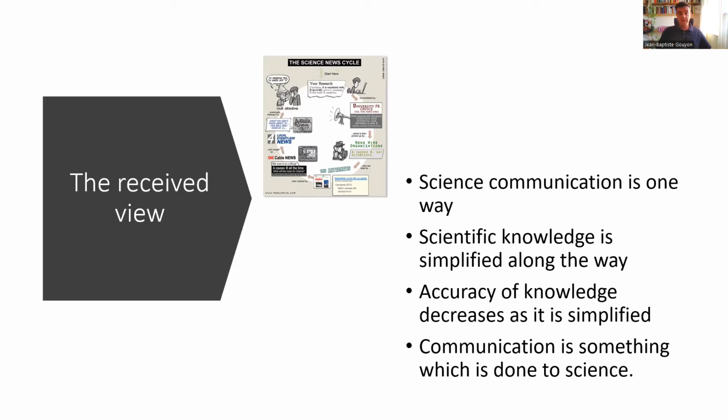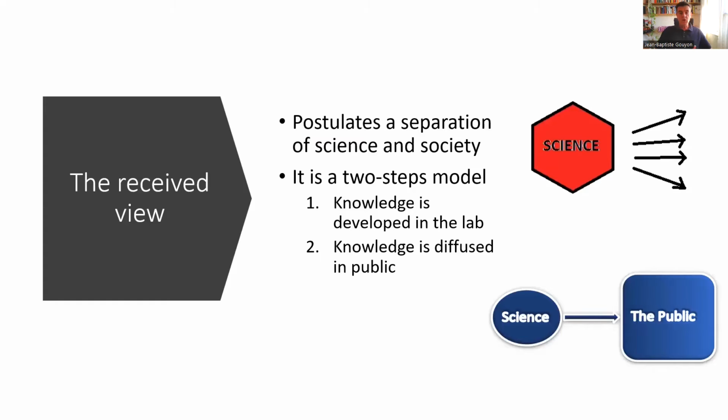As I said, as scientific knowledge, the bit of scientific information circulates, it is simplified. Simplification means that accuracy is diminished because there are details which are removed, caveats, etc. And more generally, science communication in this view is something which is done to science and something not good. So there are implications to this model, to this received view of science communication.